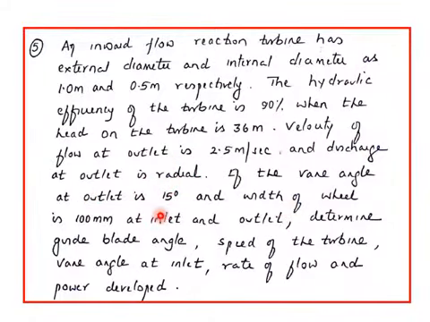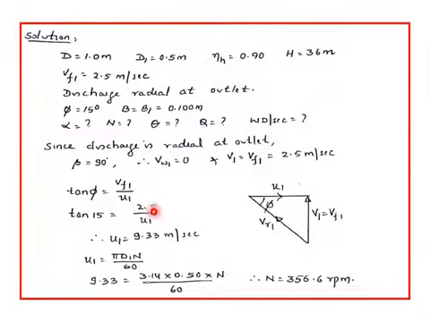Width of the wheel at the inlet as well as the outlet, so B is equal to B1, which is 100 millimeters, is given. We have to find alpha, N, the vane angle at inlet, that is theta, the discharge and the power developed. Because it is given that discharge is radial at the outlet, we can draw this diagram. So V1 should be equal to Vf1, beta is 90 degrees.